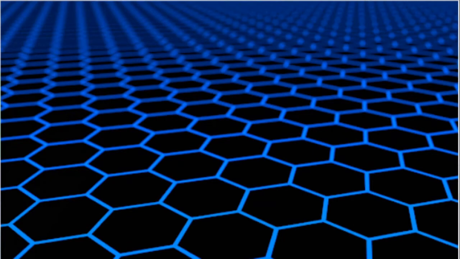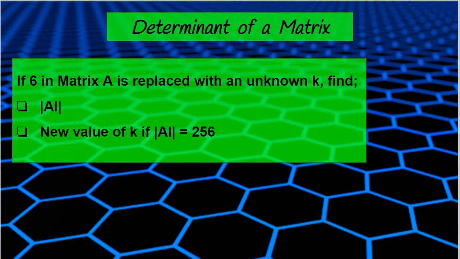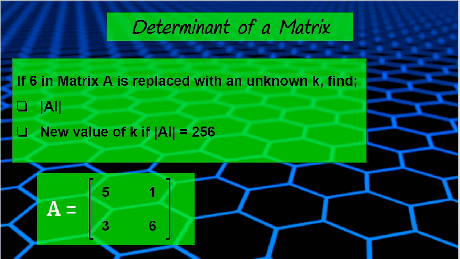Move to the fifth part of this series, where we'll be looking at a very important subtopic under matrices. It is called the determinant of a matrix. We have our question here as gotten from our introductory video. The unknown matrix required to solve this question is matrix A, which is given as this.